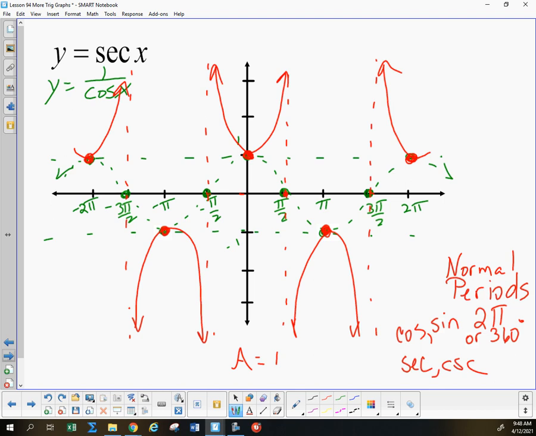I can change those then by putting other numbers in the equations. But the basic amplitude is just 1 unless I put some number in to change it. Notice these look almost the same. Secant has a vertex on the y-axis.